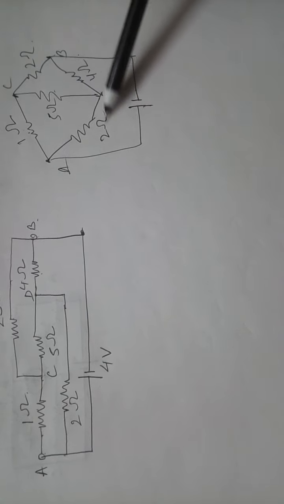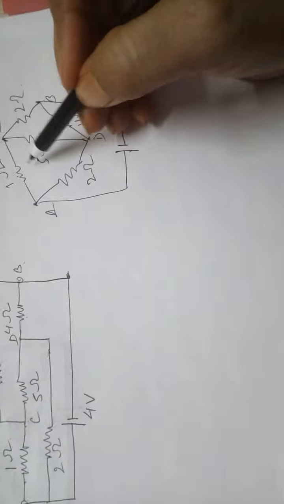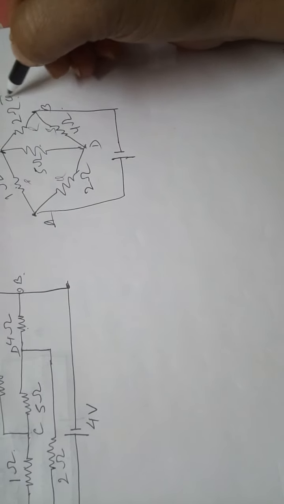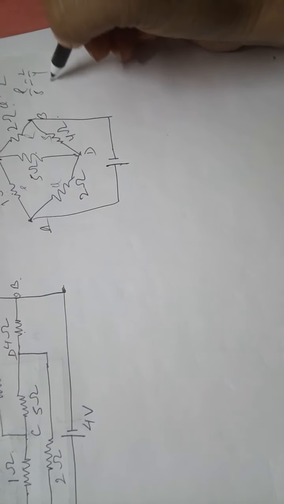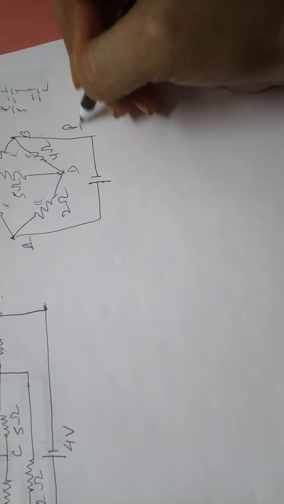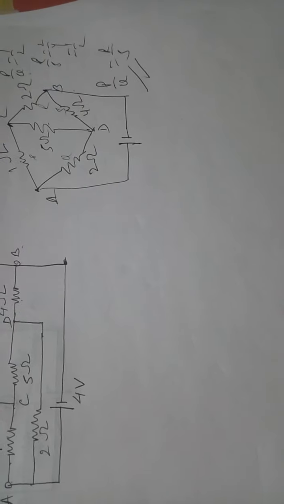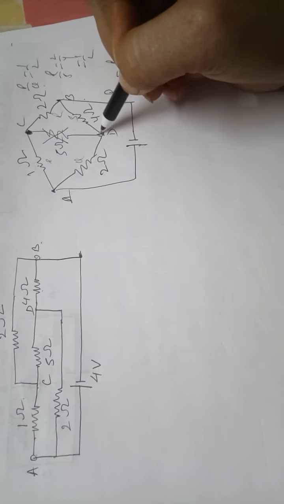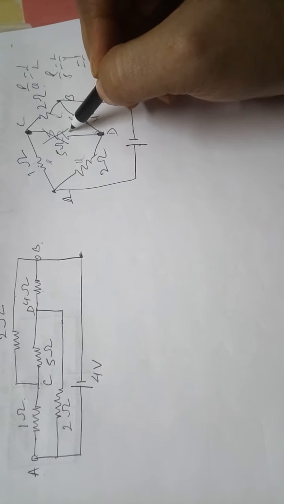So it follows the Wheatstone bridge. It simply follows P by Q is equal to R by S. This is P, this is Q, this is R, and this is S. So P by Q is equal to half, and then R by S is equal to 2 by 4, which comes as half only. So it simply follows the Wheatstone bridge condition. Since it follows the Wheatstone bridge condition, no current will flow through this, because the potential of this point and this point becomes equal. The potential being equal, potential difference is 0 and no current will flow.